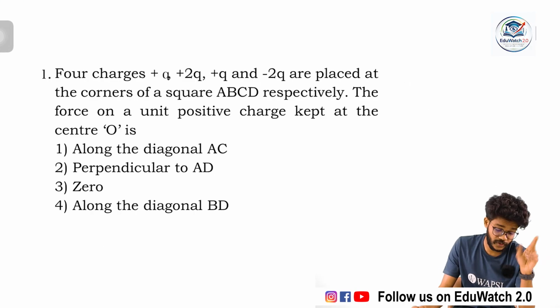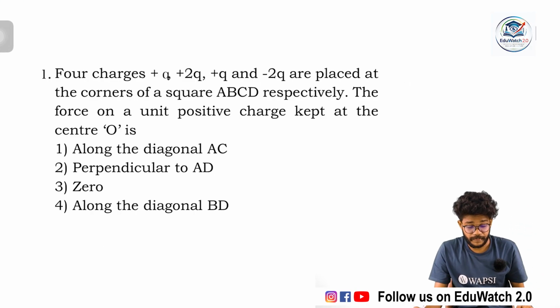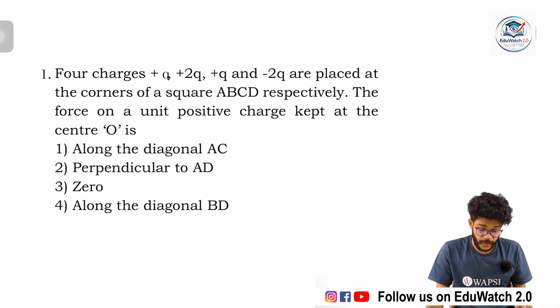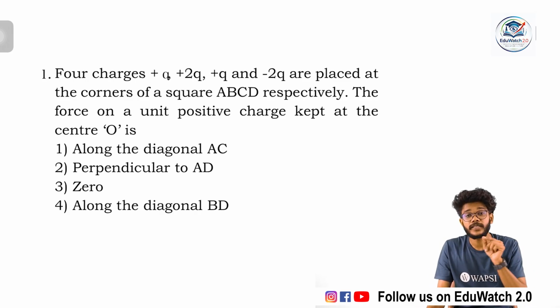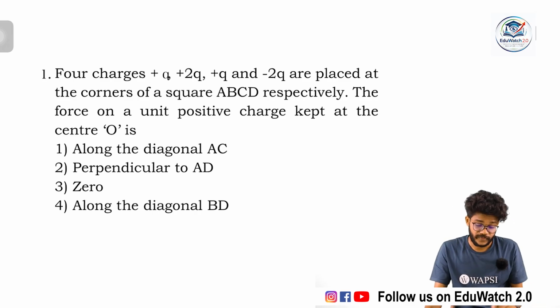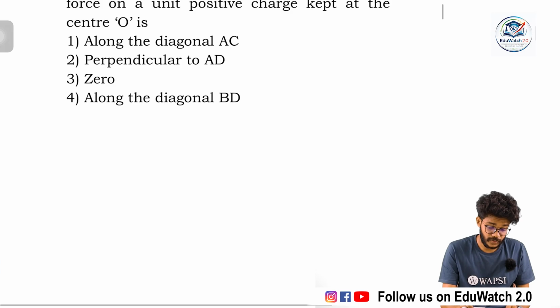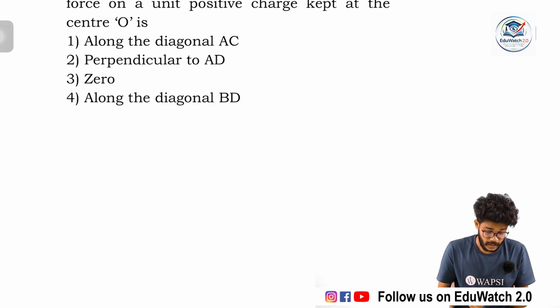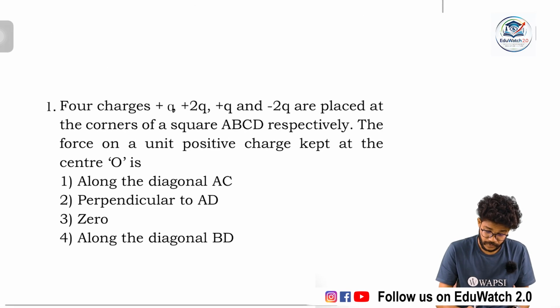Okay. So the first question: four charges plus Q, plus 2Q, plus Q and minus 2Q are placed at the corners of a square ABCD. So we can draw the square ABCD as.